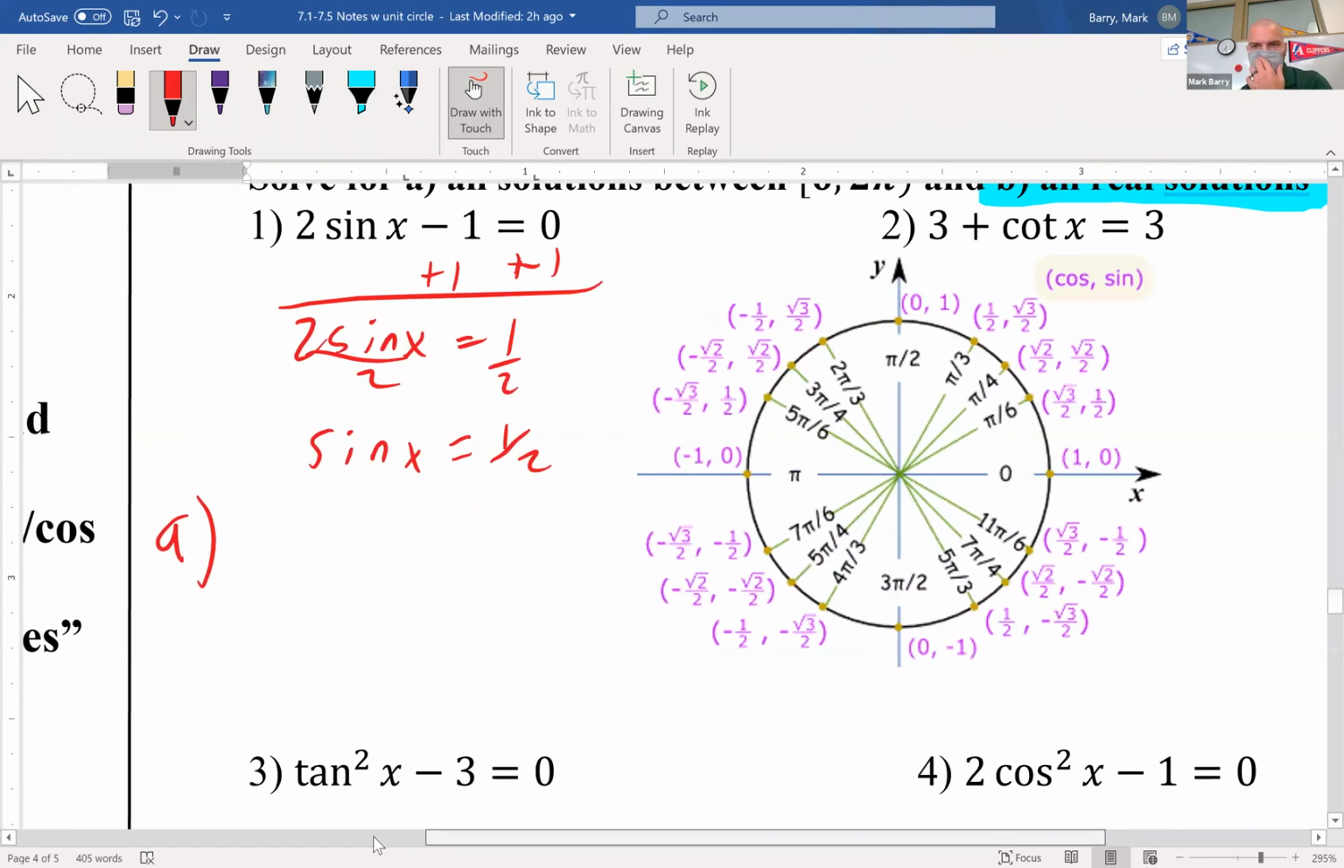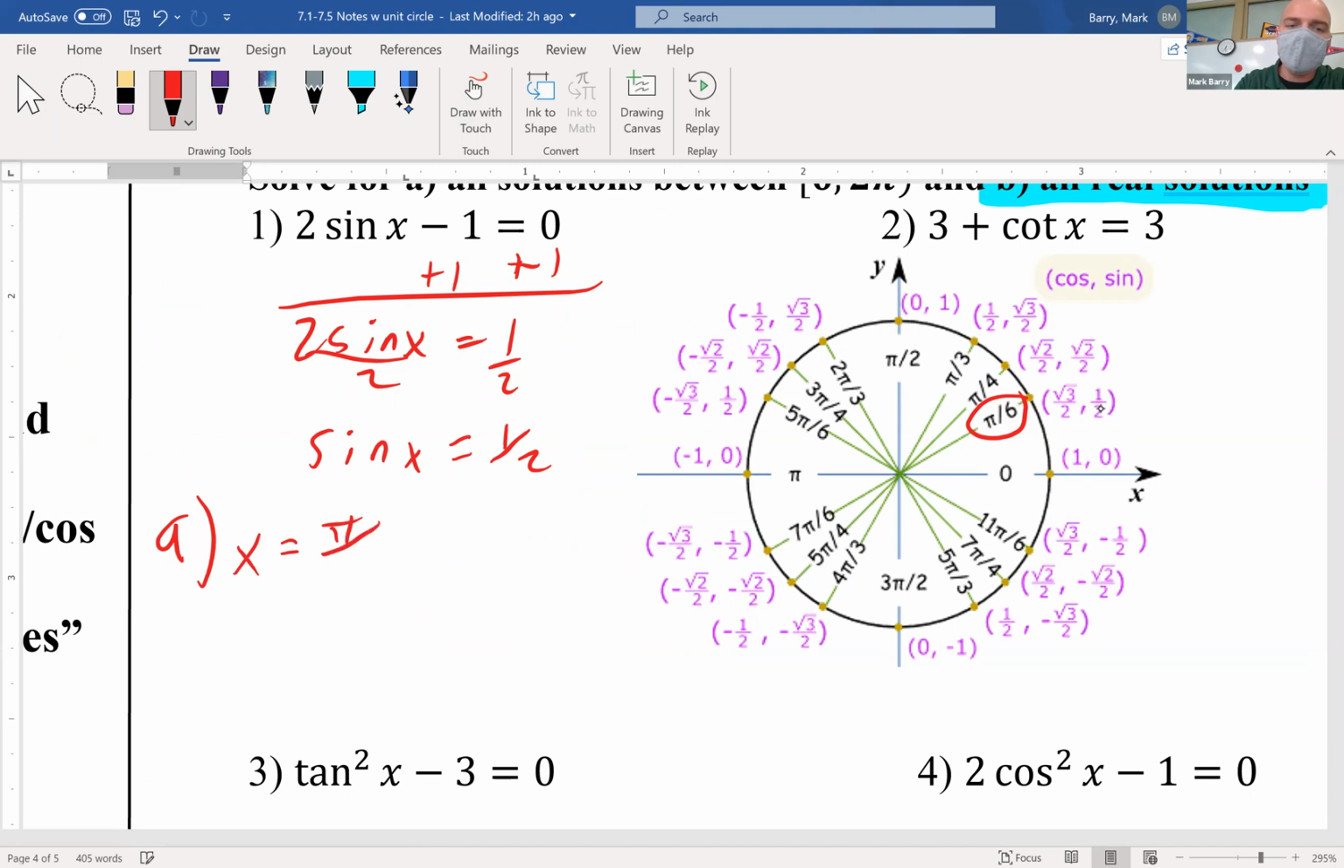So remember that. When we're looking for sine of x to equal 1/2, we're looking around the unit circle for a y value of 1/2, okay? So where do we find a y value of 1/2? Well, I definitely see one right here at pi over 6. Notice that the y value at pi over 6 is 1/2, right? So I'm going to go ahead and say here x equals pi over 6.